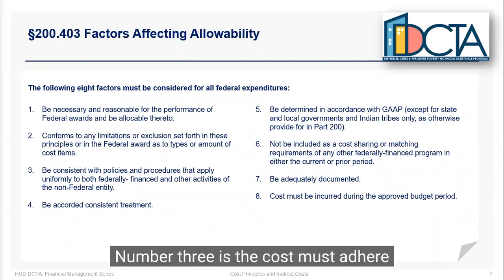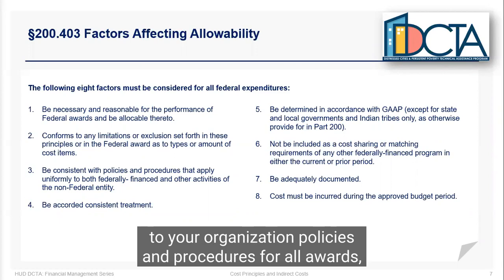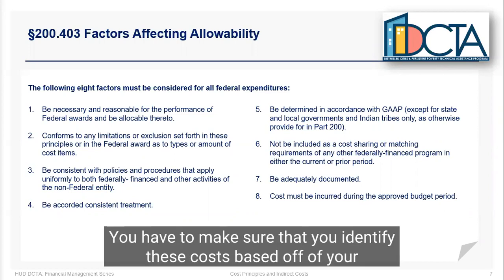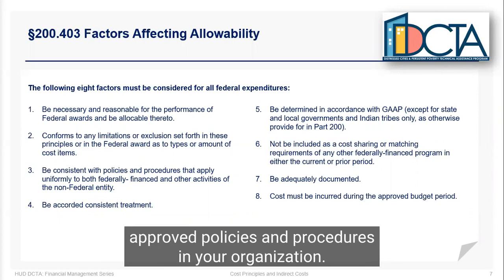Number three, the cost must adhere to your organization's policies and procedures for all awards, meaning that your policies and procedures are going to supersede. You have to make sure that you identify these costs based off of your approved policies and procedures in your organization.